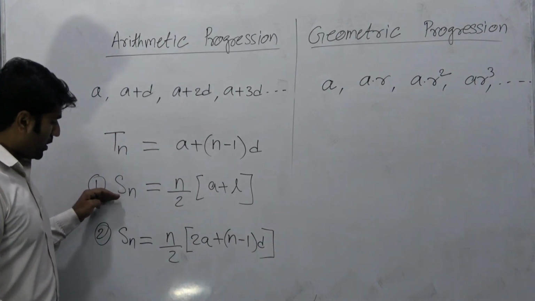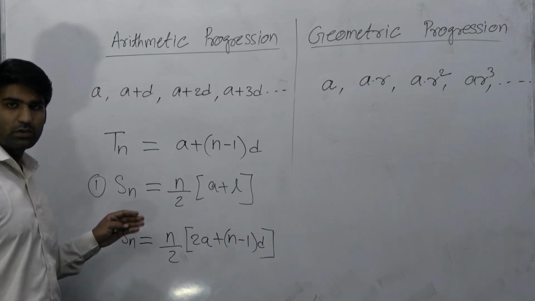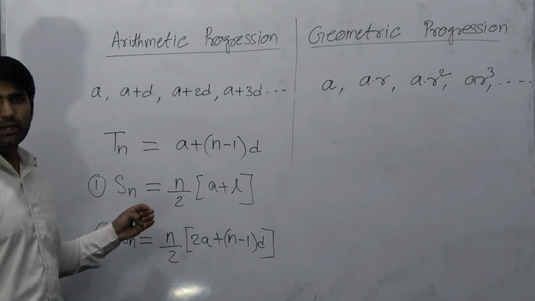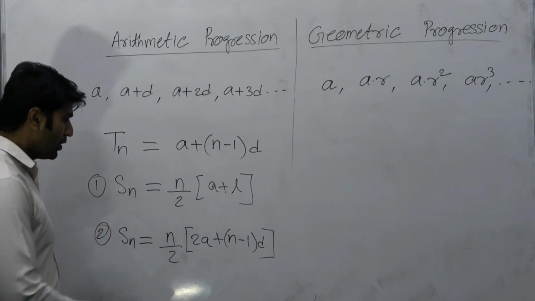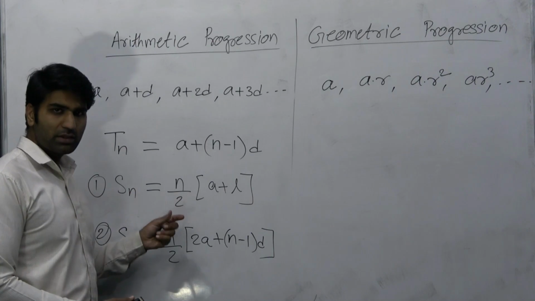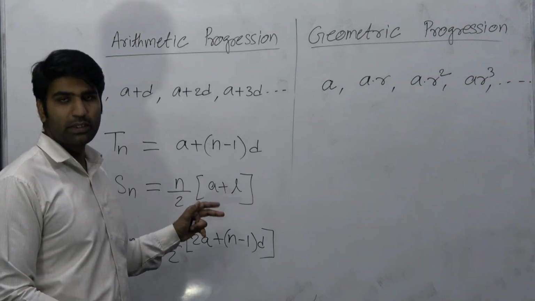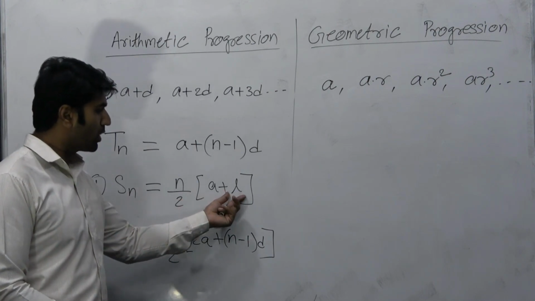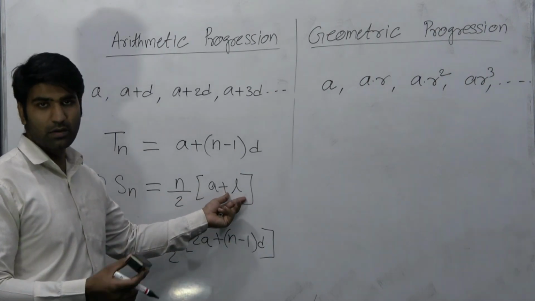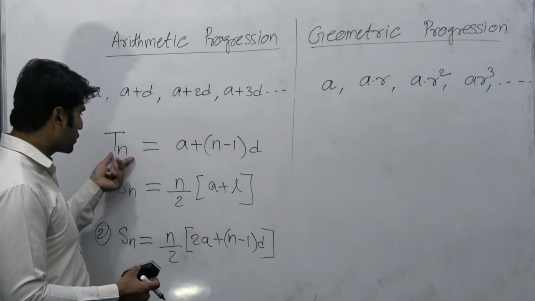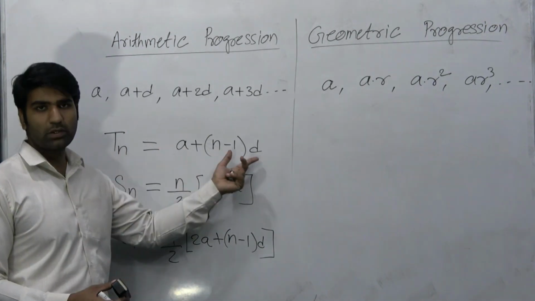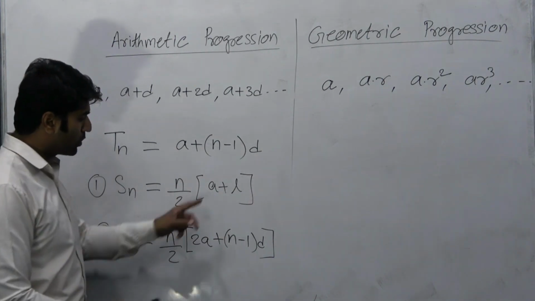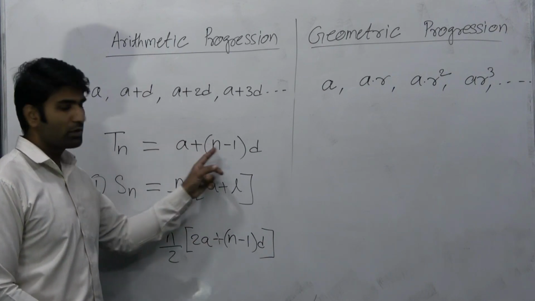Okay. With the help of these two formulas, if we solve the problem, the answer we get will be the same. So these two formulas look different, but they are the same. So n upon 2 is constant. a plus l, what is the value of l? l means last term, or we can say nth term. So Tn, we have the formula a plus n minus 1 d. So we put l is equal to a plus n minus 1 d. So a plus a means 2a plus n minus 1 d.